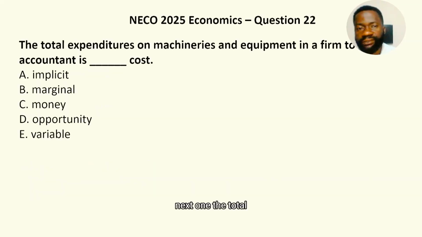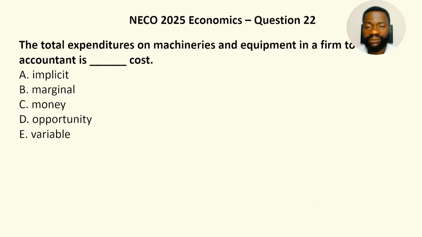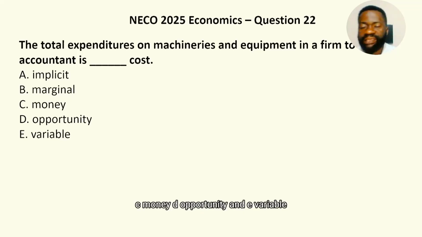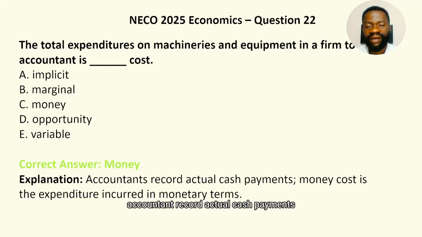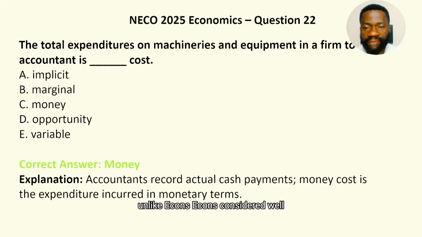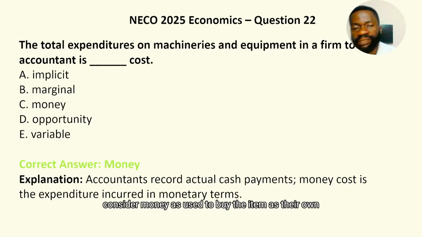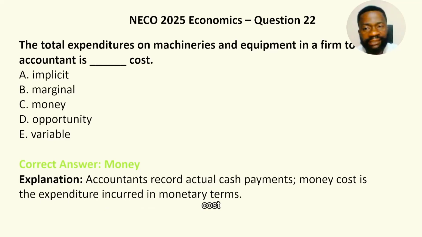Next one. The total expenditure on machineries and equipment in a firm to an accountant is dash cost. A. Implicit. B. Marginal. C. Money. D. Opportunity. And E. Variable. The correct answer to this question is money. Accountants record actual cash payment, which is the money. So money cost is the expenditure incurred in monetary terms. Unlike economists who consider the opportunity cost as the real cost of buying anything, accountants consider the money that is used to buy the item as their own cost.